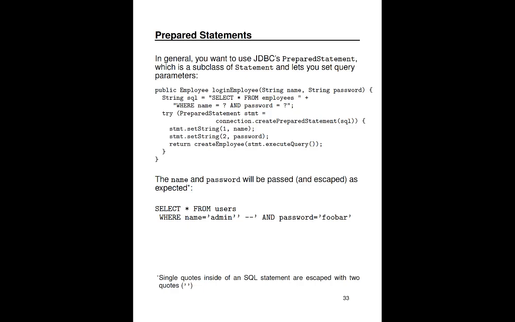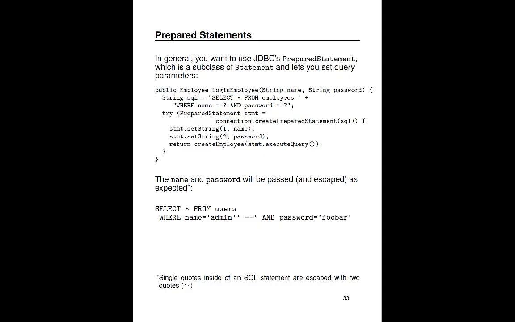So far, we've seen examples of JDBC's statement class. There's also a subclass of that called prepared statement that lets you set query parameters on it. So here is an example of that same code that logs in an employee but uses a prepared statement. So now our SQL string doesn't have the name and password parameters in it. It just has question marks for what the name is and what the password is. And now we create a prepared statement from the database connection.